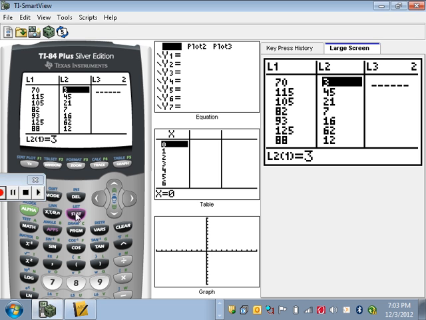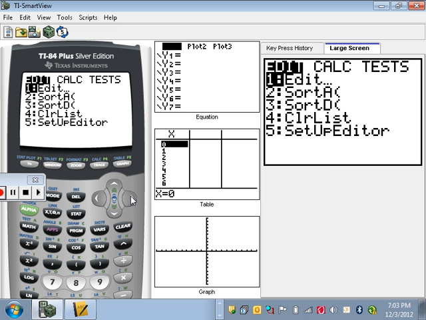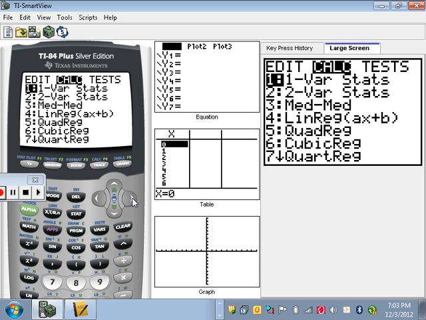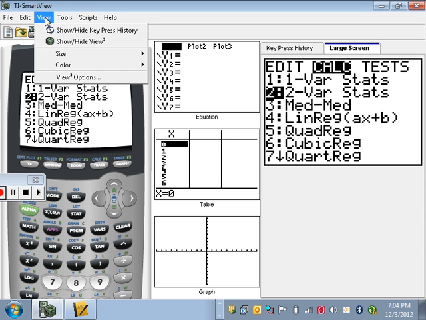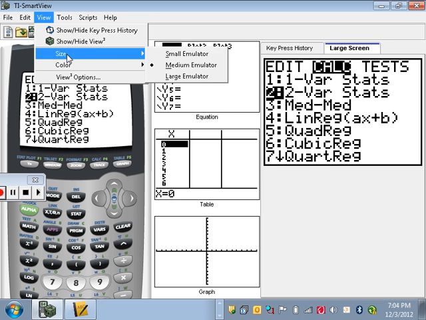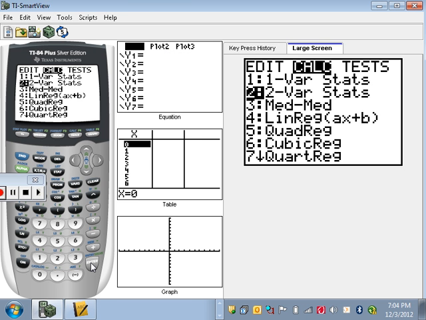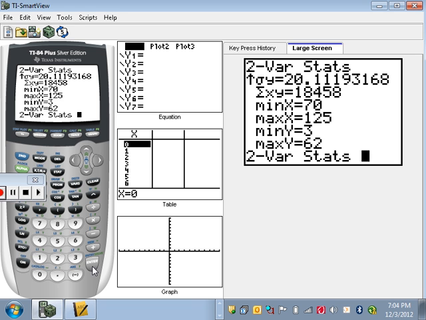So what you need to do is go to Stat, then Calc. We always did one-variable stats to figure out our average and our standard deviation and all that stuff. What I'm going to do now is go to two-variable statistics, because there are two variables that I'm working with. Then I have the enter button. So if I do two-variable stats, I need both of my lists.